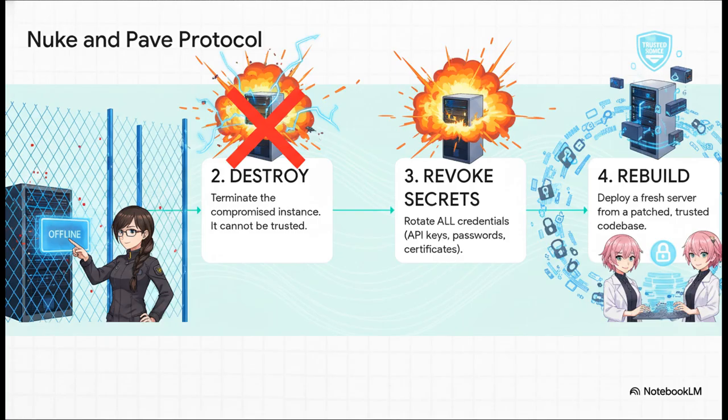The answer from security experts was a loud, unambiguous no. The only truly safe response is what they call the nuke and pave protocol. You have to assume the attacker has left traps and backdoors everywhere. That means you isolate the server, you completely destroy it, you revoke every single secret key or password it ever had access to, and only then do you rebuild a fresh server from a patched, clean source.